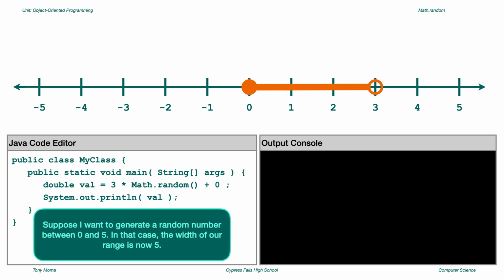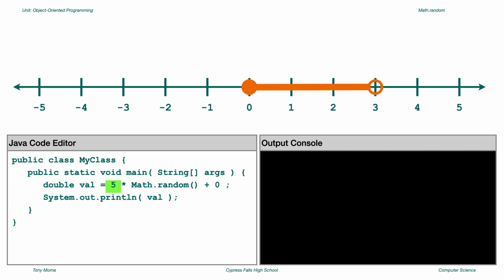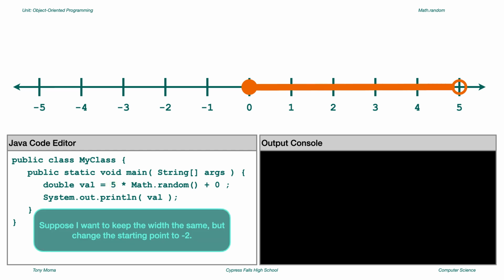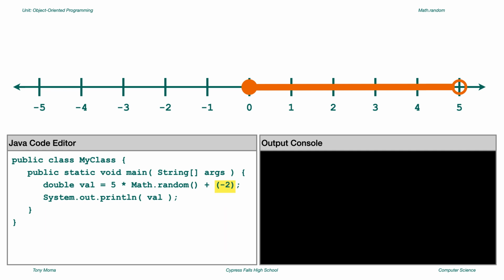Now, suppose I want to generate a random number between 0 and 5. Once again, starting point not changing, but the width is changing to 5. So the number in front of Math.random will change to 5, thus extending the range of our random number generator to end at positive 5. Okay. Now, suppose I want to keep the width the same, but change the starting point to negative 2. Well, in that case, the number in front of Math.random will still remain 5. However, the number after Math.random will change from 0 to negative 2.